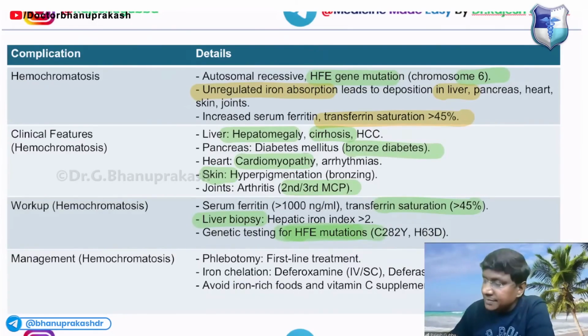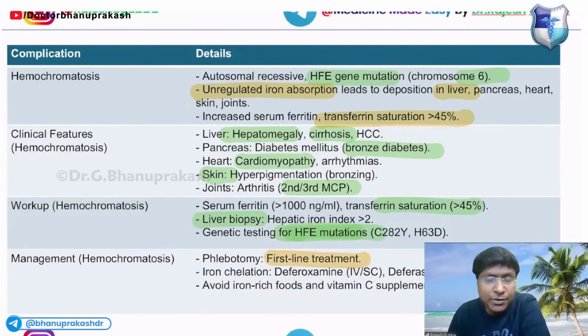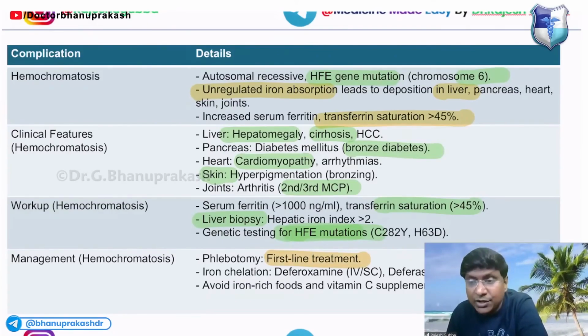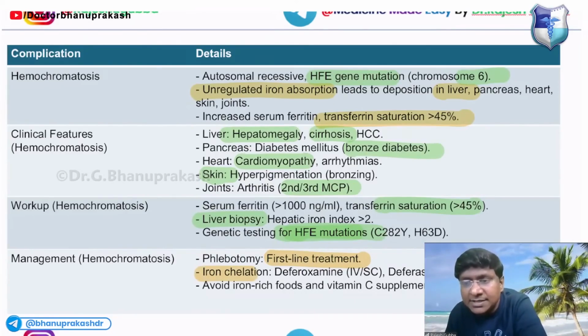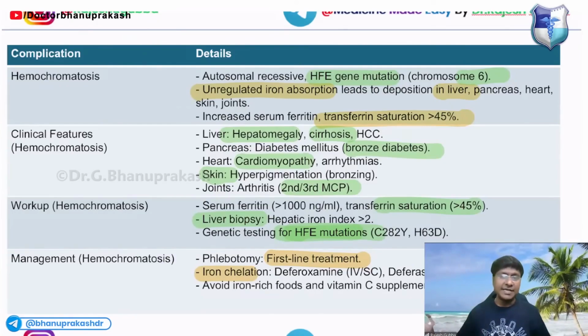And the first line treatment will be what? Phlebotomy. By doing phlebotomy, you will be taking out the excess iron. But if there is anemia, you cannot do phlebotomy. Whenever there is anemia, then what is it that you need to do? You need to do iron chelation. Iron chelation can be done with deferoxamine as well as deferasirox. Okay, so this is about hemochromatosis.